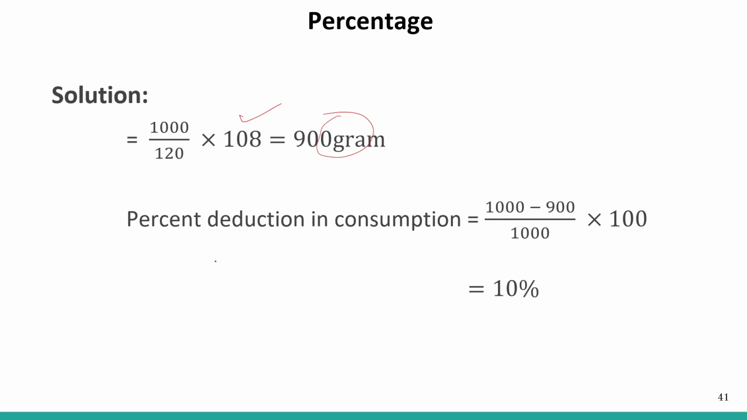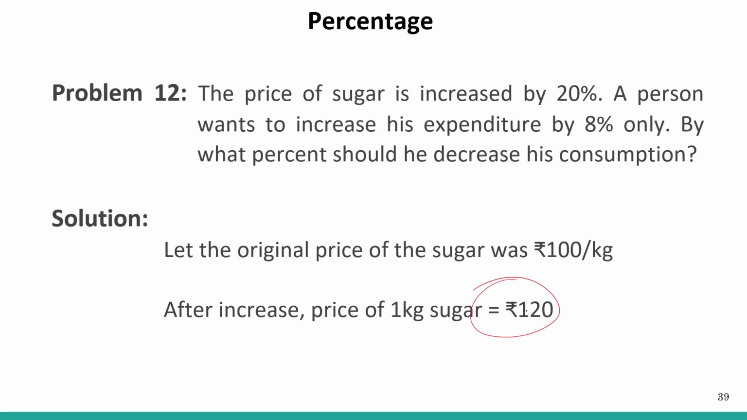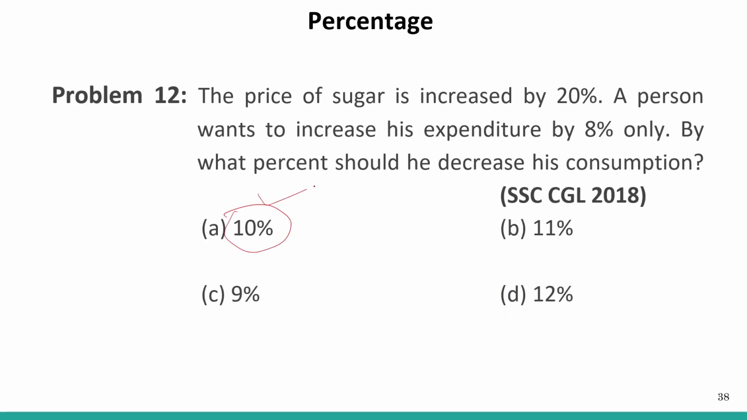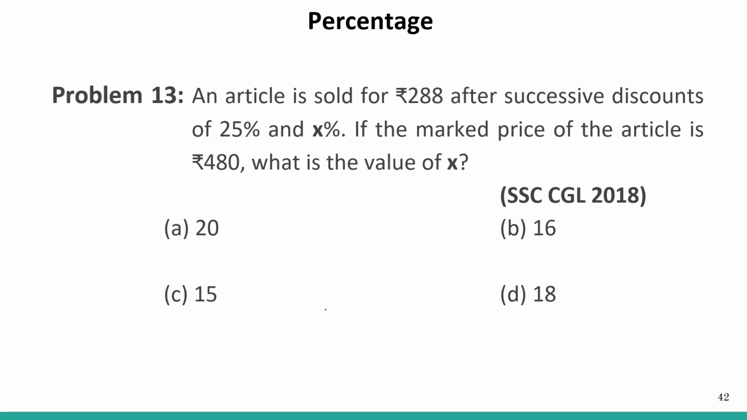That is 900 gram. So the percent reduction in consumption is equal to (1000 minus 900) whole by 1000 into 100, because we want it in percentage. So it will be equal to 100 by 1000 into 100. This will be 10%, right? Because 3 zeros are cancelled here and we are left with only 10. So 10% is the correct answer. The only correct option here is 10. These are all wrong.